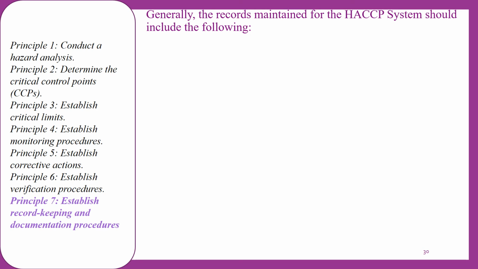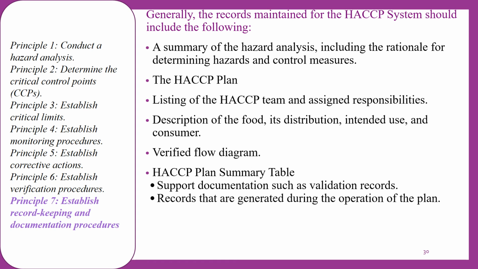Generally, the records maintained for the HACCP system should include the following: a summary of the hazard analysis including the rationale for determining hazards and control measures, the HACCP plan, listing of the HACCP team and assigned responsibilities, description of the food, its distribution, intended use, and consumer, verified flow diagram, HACCP plan summary table, support documentation such as validation records, and also records that are generated during the operation of the plan.